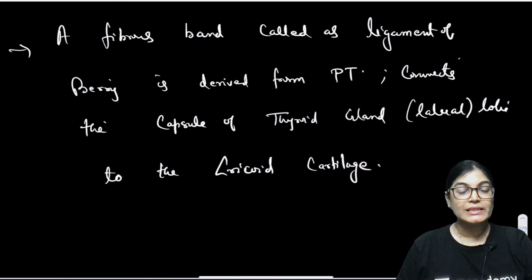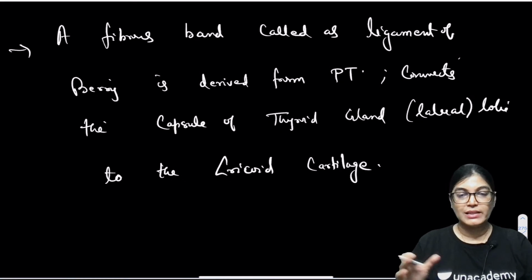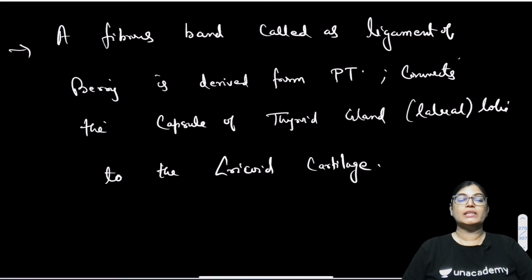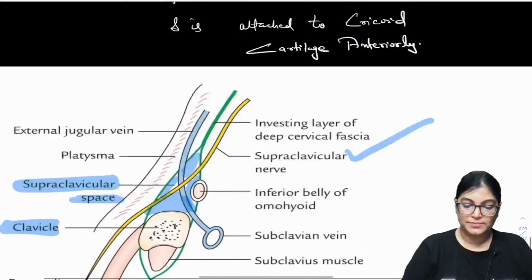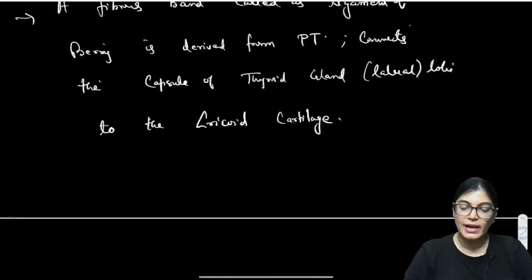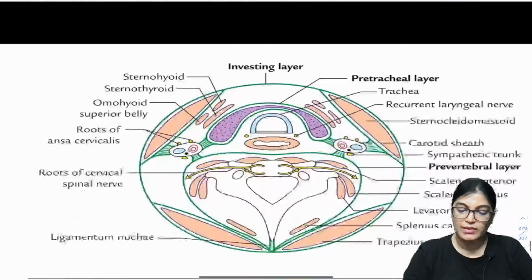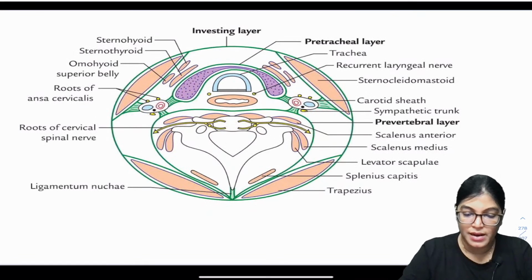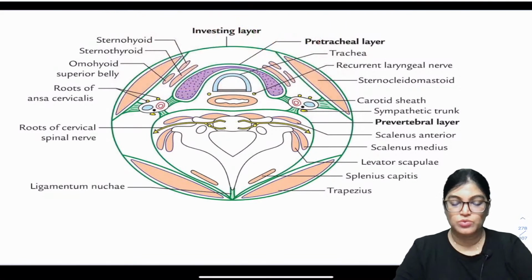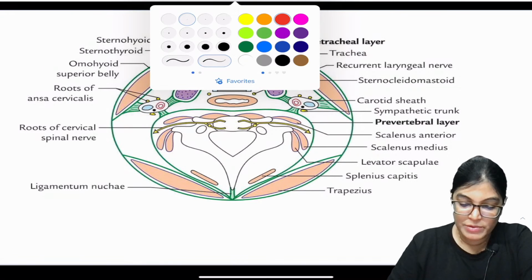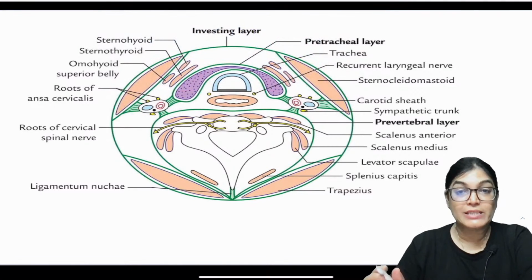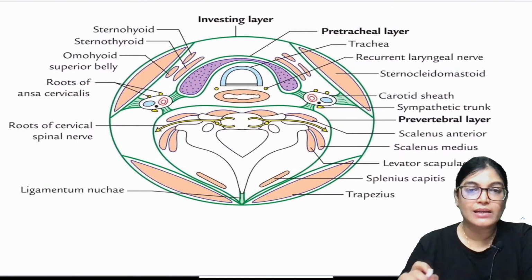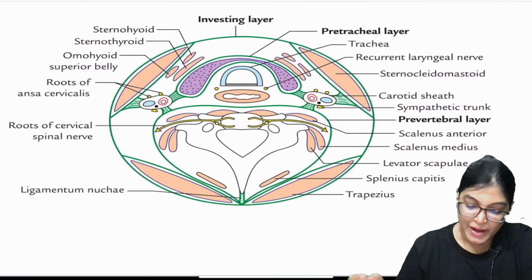This was about the tracing which we have. After that we will also go with the tracing of horizontal and vertical. Now, again I would like to show that diagram, so that one more thing is shown in this diagram. Again let me use blue color for the pre-tracheal layer. A green color is the investing layer of deep cervical fascia.